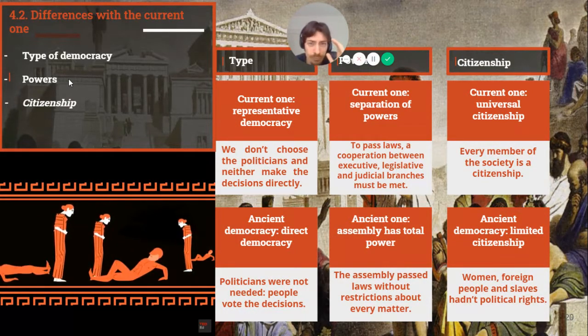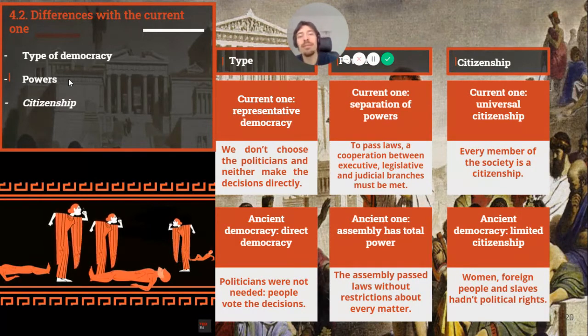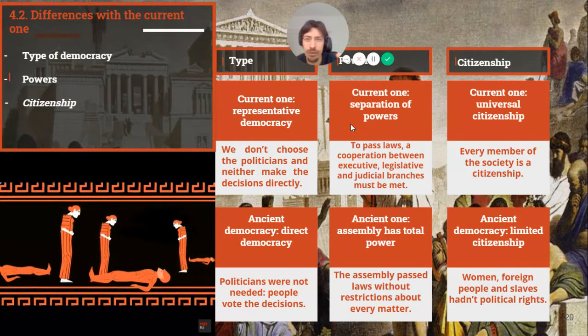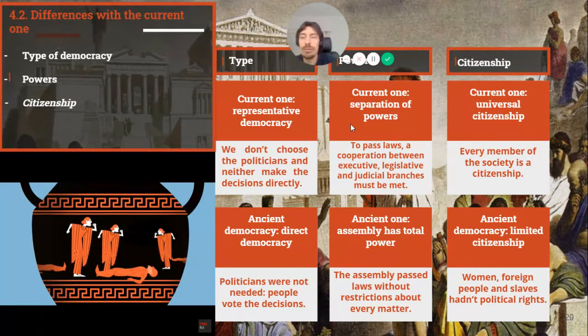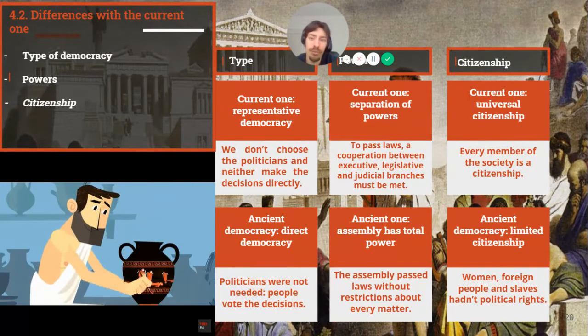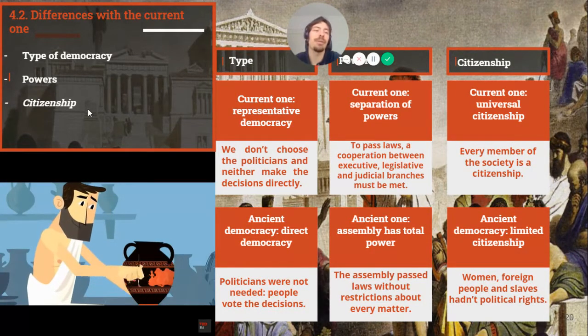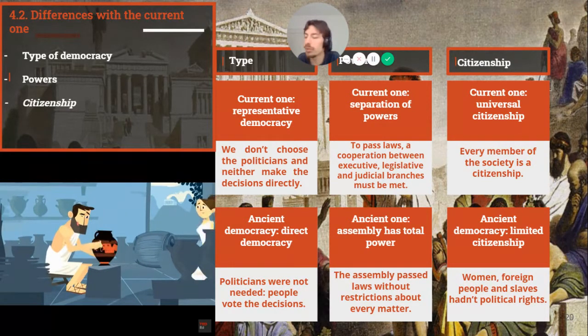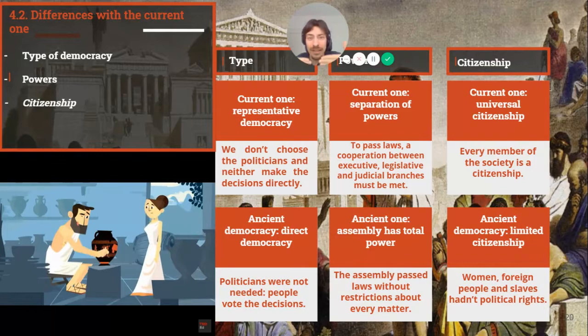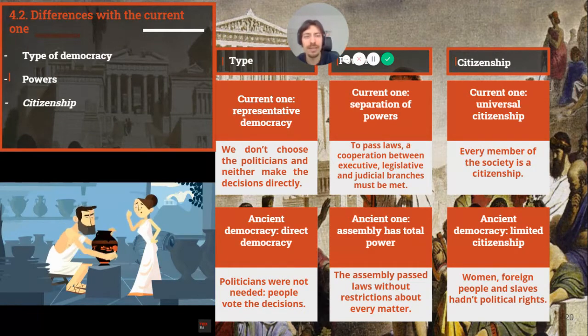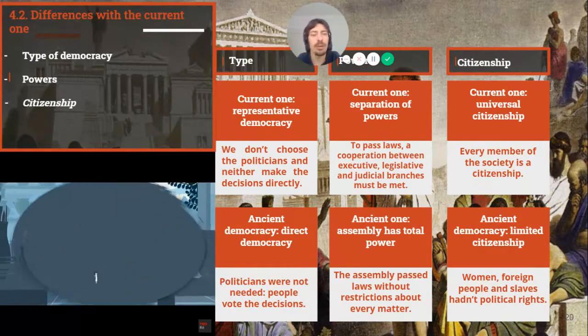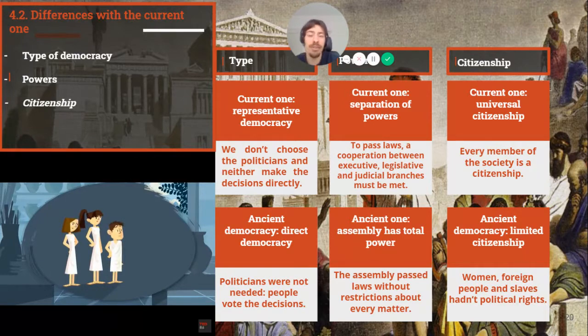Secondly, in the current democracy there is a separation of powers, whereas the ancient one didn't have a separation of powers. And finally, the citizenship. The ancient democracy had a limited citizenship, namely women, foreign people, and slaves had no political rights. The current one is universal. Every member of the society, except illegal immigrants, is a citizen.